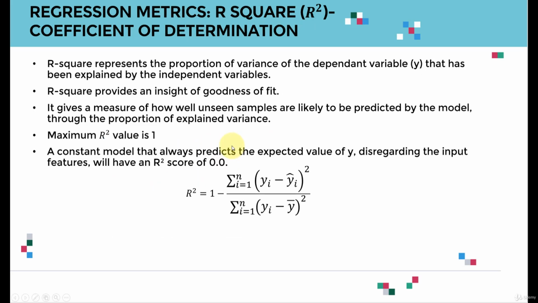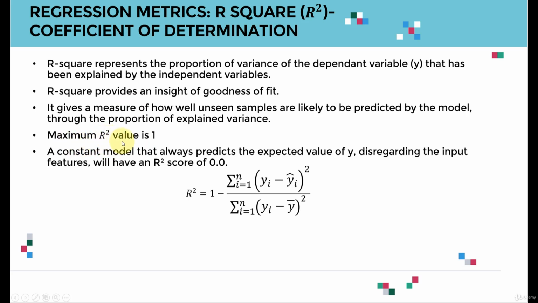All right. So R squared represents the proportion of variance of the dependent variable y that has been explained by the independent variables. R squared provides an insight into what we call the goodness of fit. How good is my fit? And it gives a measure of how well unseen samples are likely to be predicted by the model through the proportion of explained variance. Simply put, again, if my R squared is between 0.8, 0.9, or 1, or if it's 80%, 90%, or 100%, that's good. That means the more the better. That means you are explaining the variations much better.